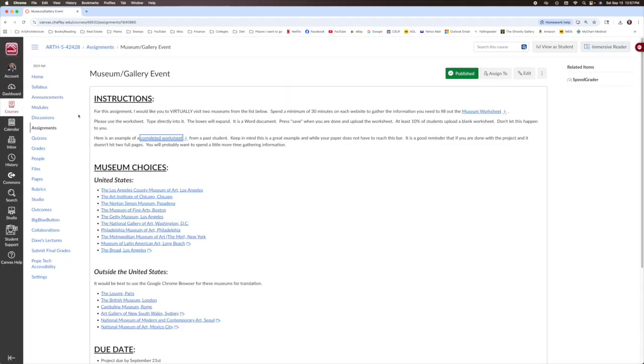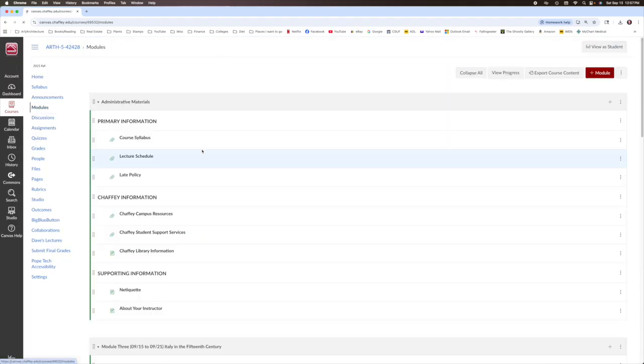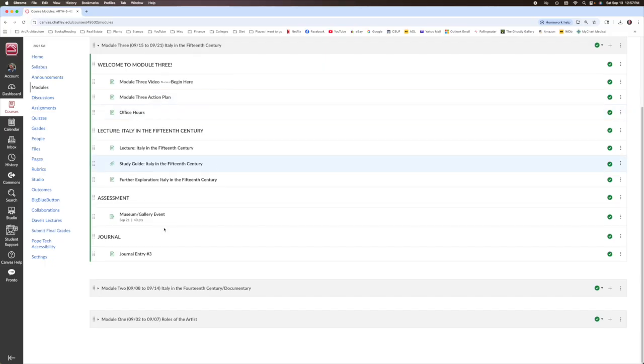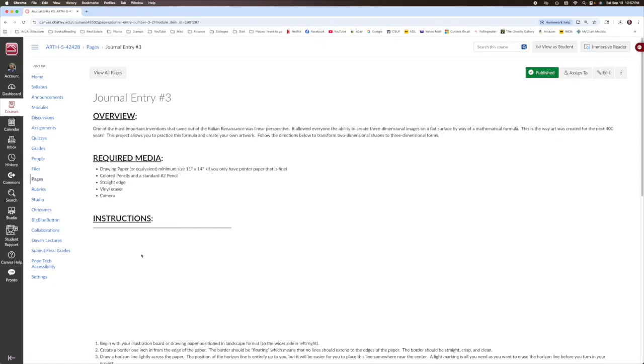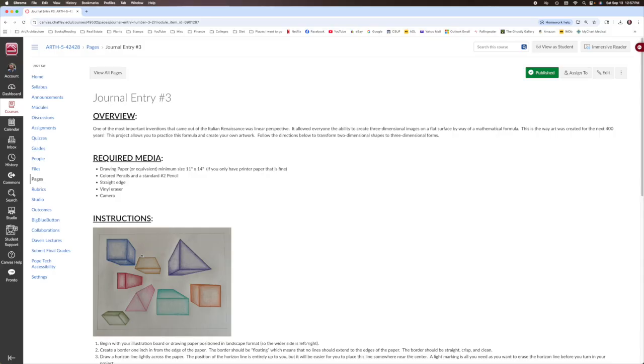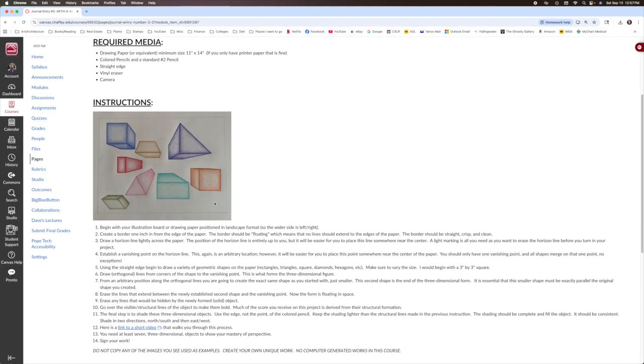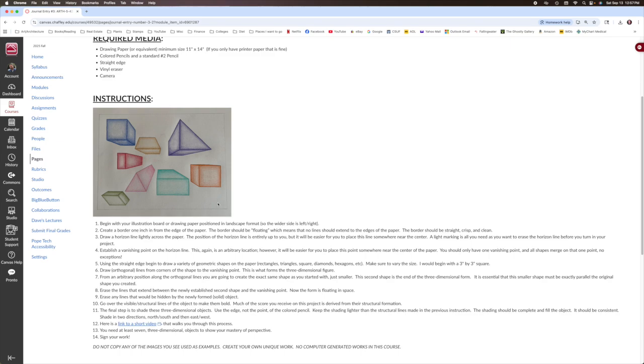The last thing we need to do is the journal entry. And the journal entry actually has you doing some drawing. You can use printer paper for this, but if you could use colored pencil, that would be great. But again, if you have it, that's wonderful. The idea is for us to practice doing some linear perspective in a fun environment. So you're going to be drawing some geometric shapes and then extending those to a vanishing point.